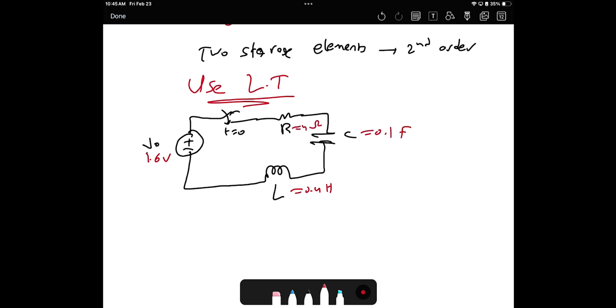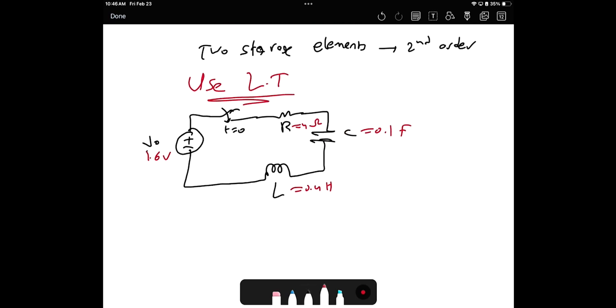And we need to have some initial values. Let's assume the initial value of the capacitor voltage is equal to 0.4 volts. Let's assume the initial value of the inductor current is equal to 0. Okay? Because according to our RLC transient circuits, you need to know the initial values for them, or we need to calculate them before the switch and after the switch. But I'm just going to assume it like this.